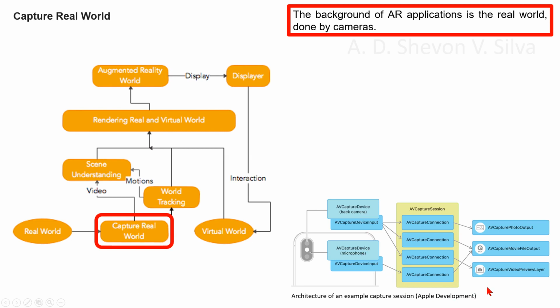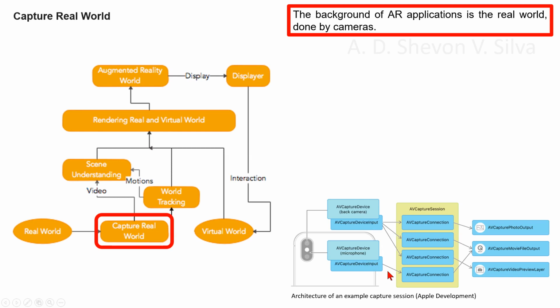Now we are considering connecting inputs and outputs to the session. All capture sessions need at least one capture input and capture output. Capture inputs, AV capture input subclasses, are media sources, typically recording devices like cameras or microphones built into an iOS device or Mac.